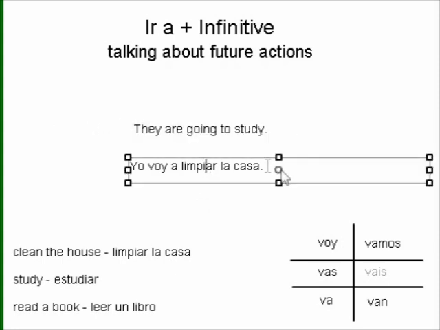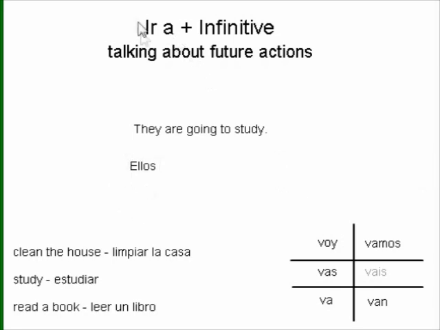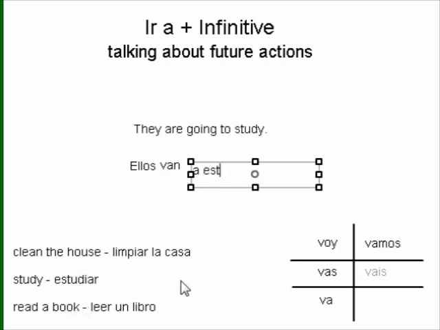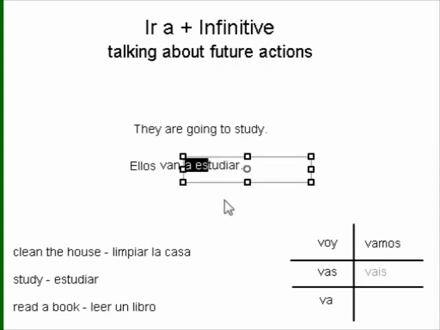This time, of course, we'll start with they, ellos. We need a conjugated form of ir. For ellos, it would be van. Then, of course, we need the word a. And then to study, we can see here is estudiar. So ellos van a estudiar. We conjugate ir, we put the word a in there, not because it translates to anything, but just because that's the rule, and we put an infinitive, a verb in its original form.